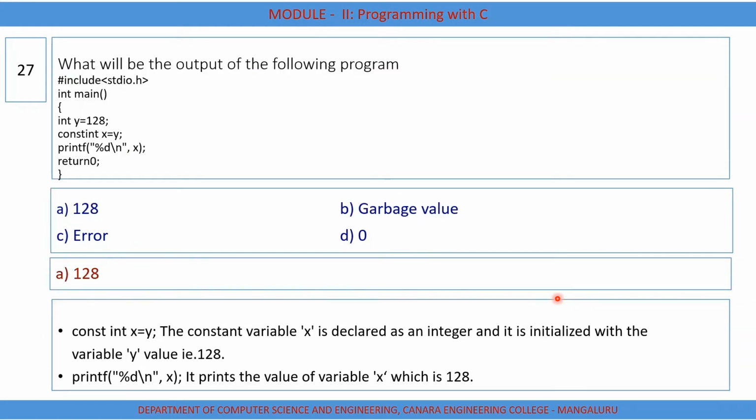Now, what will be the output of the following program? Here I have initialized a variable y with value 128 and I am giving constant int x equal to y. So whatever value is there in y will be stored in x. When I give printf percentage d slash n comma x, the output will be the value of x, which is whatever value was in y. So the correct answer is 128, option A.